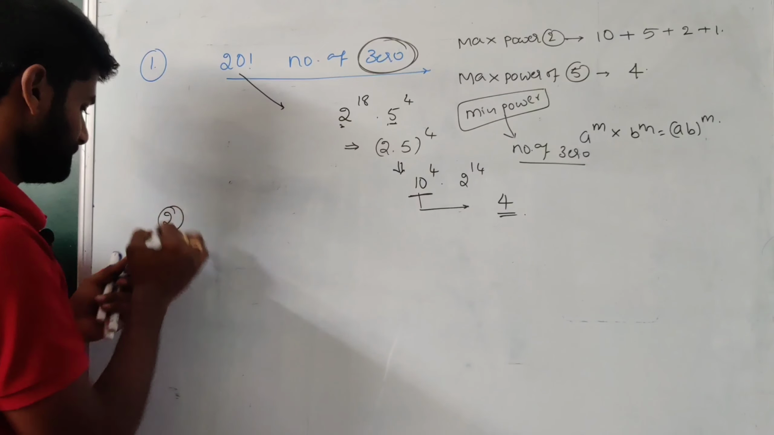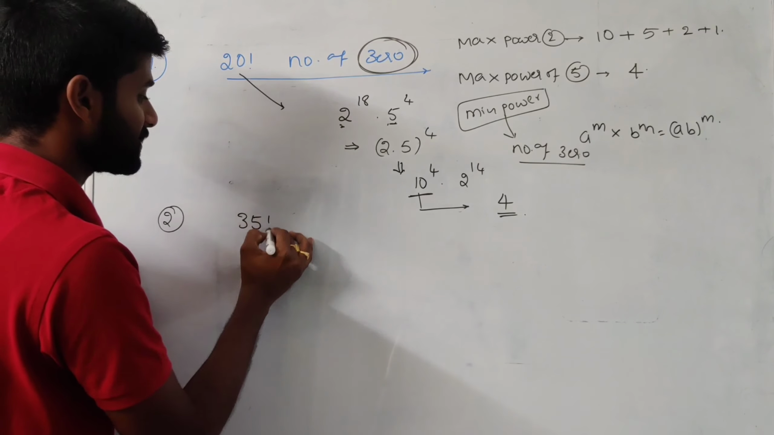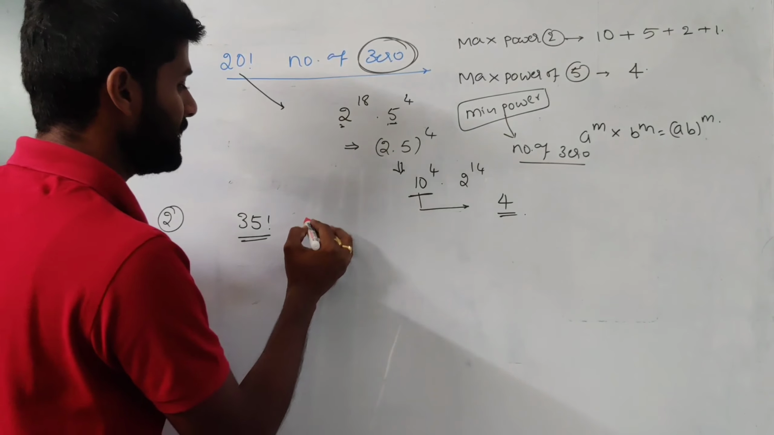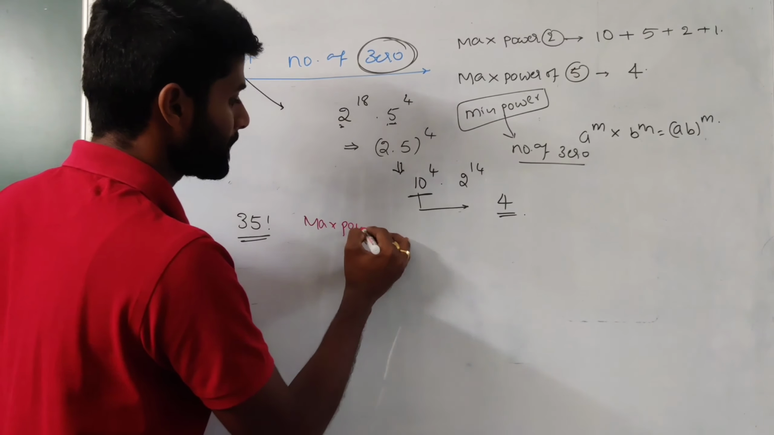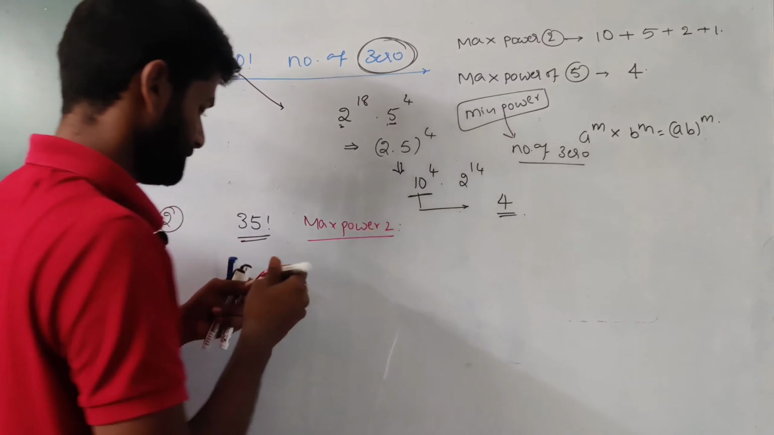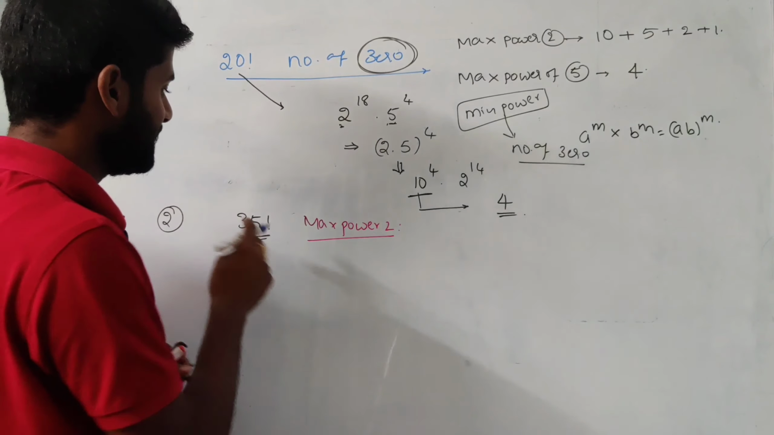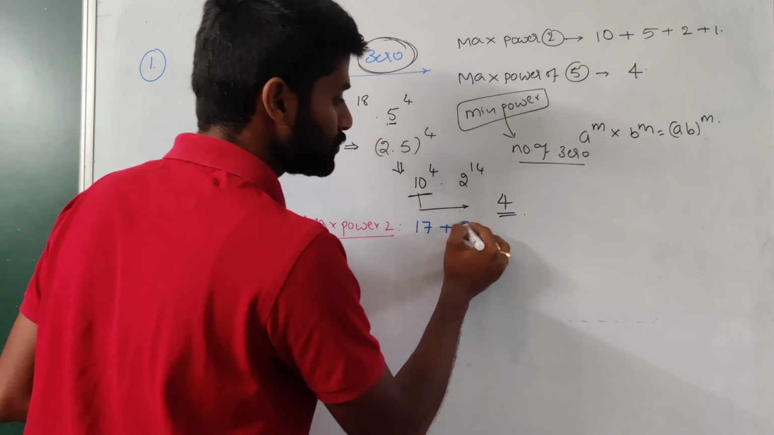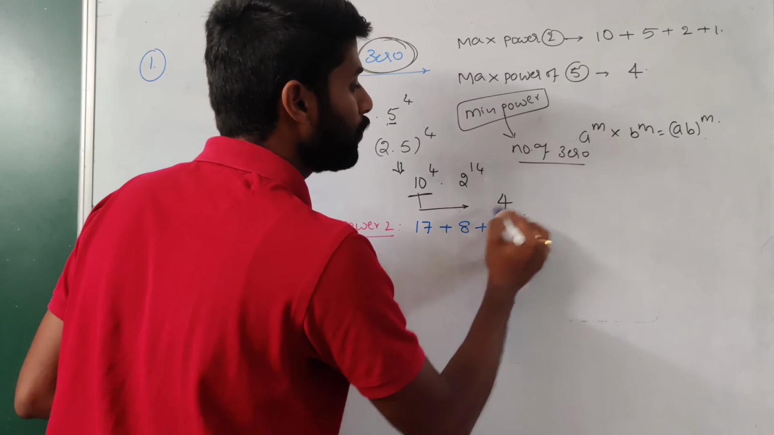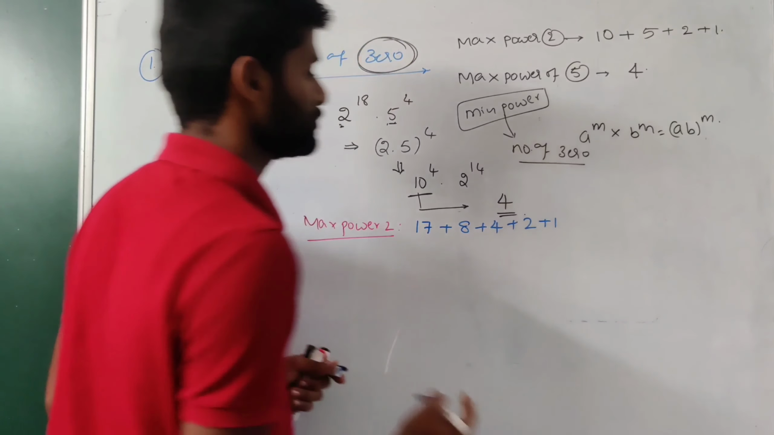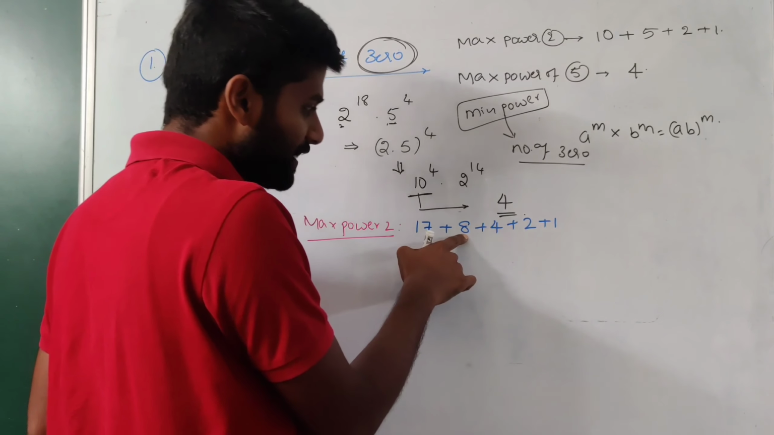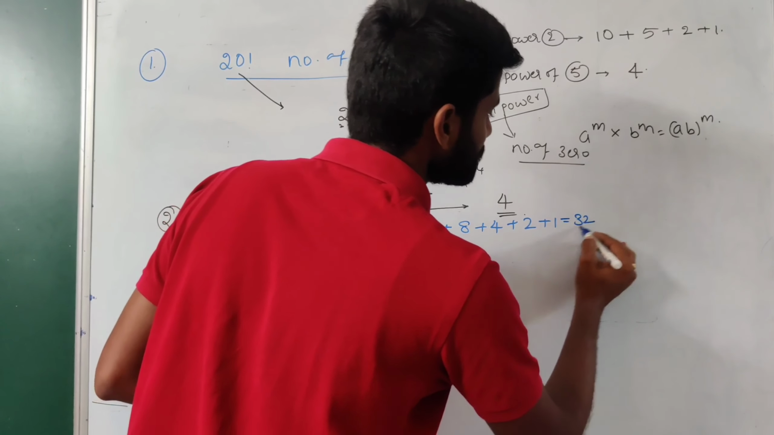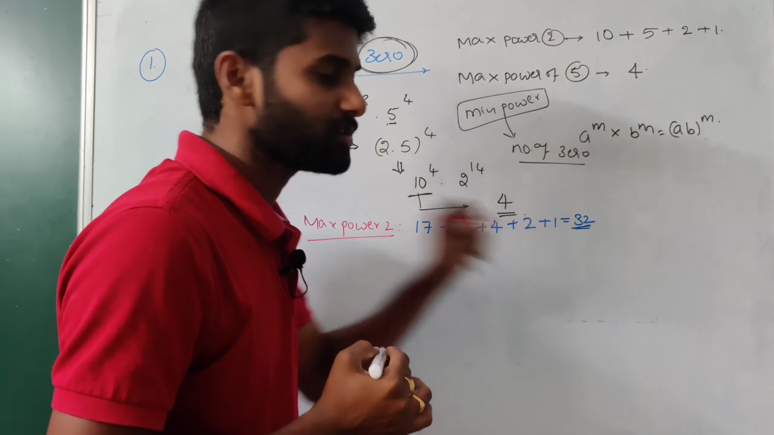Okay, one more question: the number of zeros in 35 factorial. First I identify the maximum power of 2. 35 divided by 2, the value becomes 17. 17 by 2 is 8. 8 by 2 is 4. 4 by 2 is 2, and 2 by 2 is 1. So the total is 17, 25, 25 plus 30... 30 plus 2, 32. The maximum power of 2 is equal to 32.